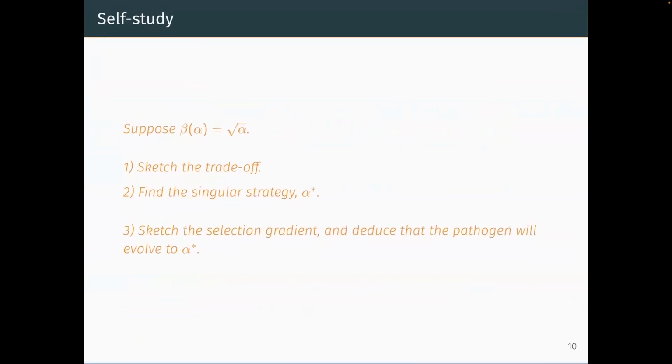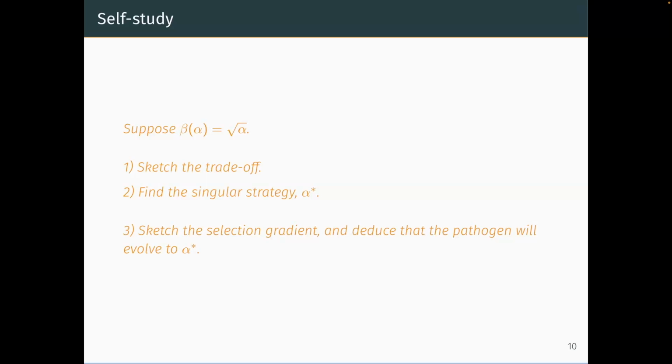First, I want you to have a go at sketching this trade-off, just to check you can see what type of trade-off it is, what it's doing, and then find the singular strategy alpha star. So find an explicit value for alpha star. And then if you have time, or in your own time at home, have a go at sketching the selection gradient itself and deduce that the pathogen will evolve to alpha star.